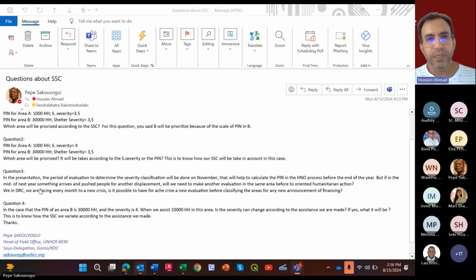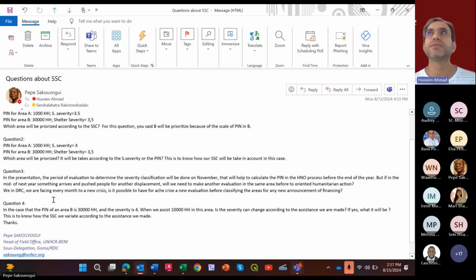Let me respond to this, and as well to the first question, when you talk about when we assist people and how that assistance will impact the severity of that area, because more or less they are linked to each other. So we are talking about the SSC implemented now in August, September, up to November, and we will have a snapshot of the analysis, right? This is just one snapshot, an image, just a screening at one moment of the year of the situation based on some information.